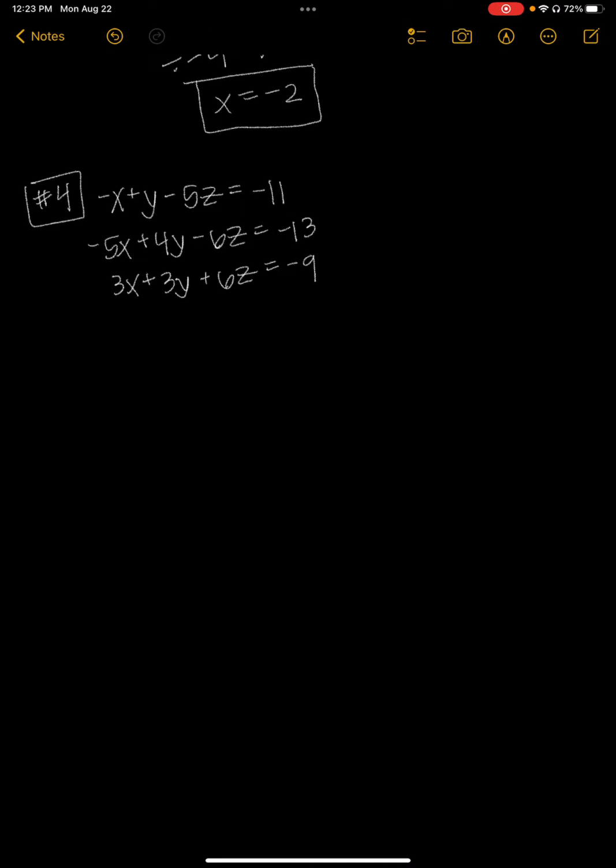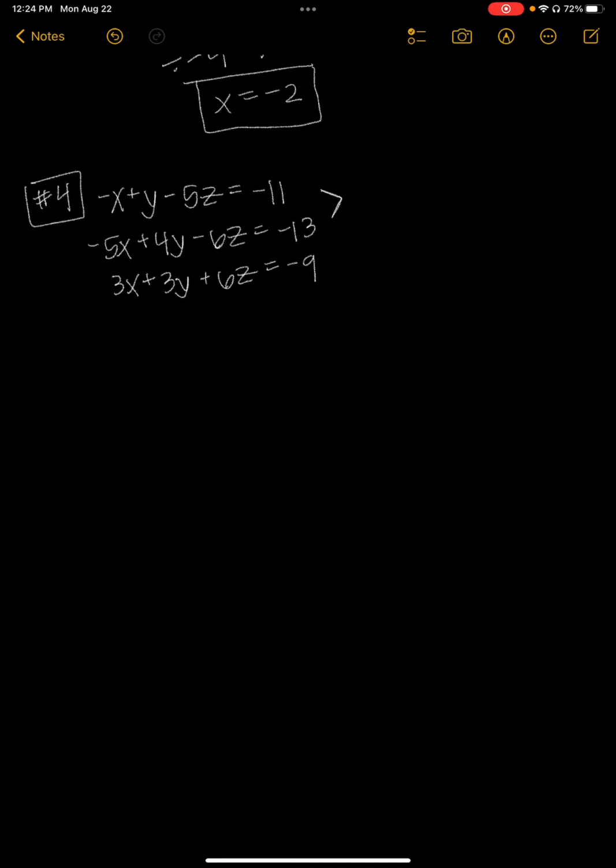So what we're going to do is we're going to get rid of the y's. The reason why I'm choosing the y's is mostly because we have just a regular y on the top, so I can multiply that by the 4 and the 3 the way that I need to. So what we're going to do is we're going to start with these top two equations. And to get rid of the y, I want to multiply the top equation by negative 4.